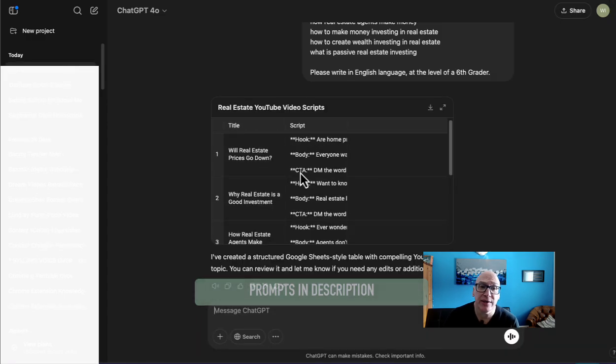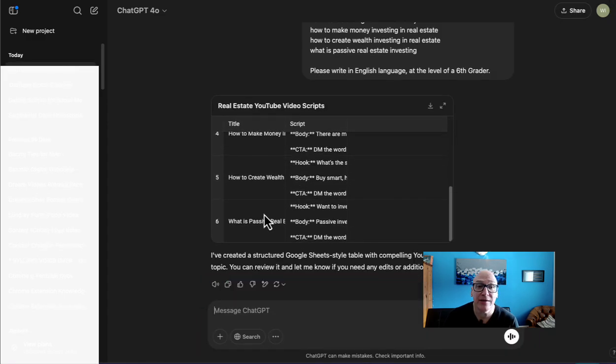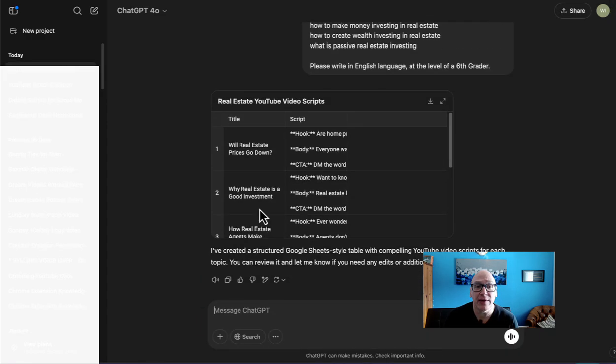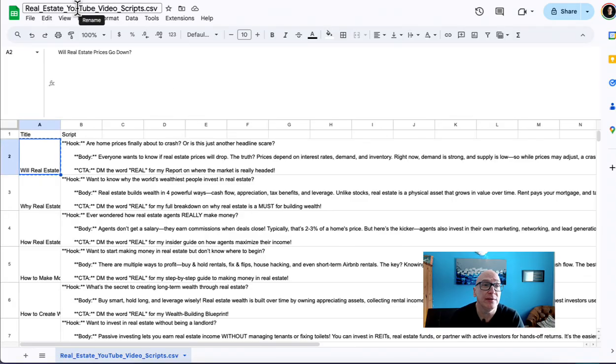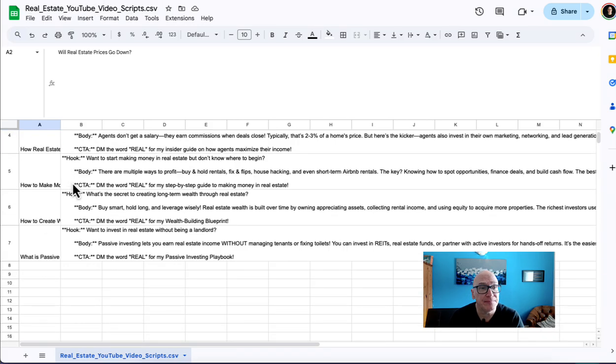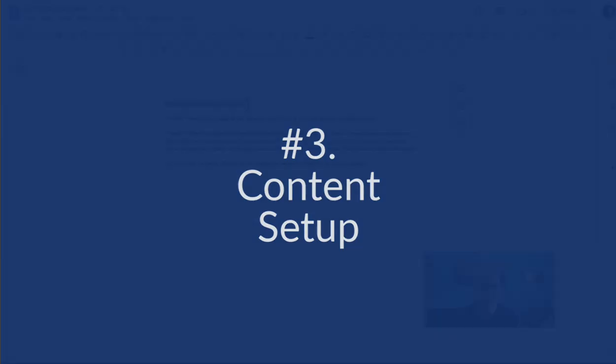As you can see, it's created the real estate scripts. There's now 6 in here, and it's put it into the Google format that we requested. You can download it right here. You can now just open it up on your computer or in Google Drive, and this is the script that we got. Once we pull out the content, this is what we have.